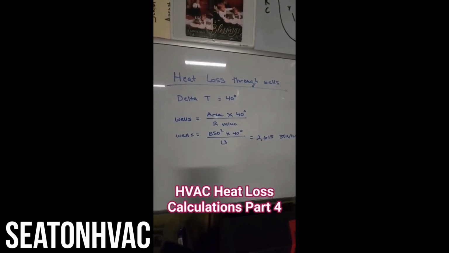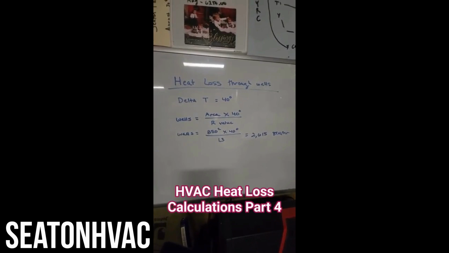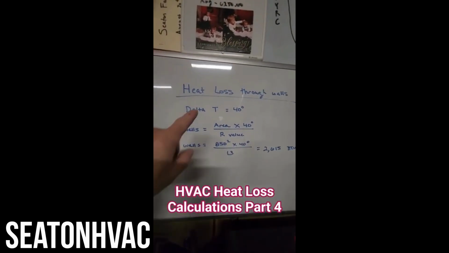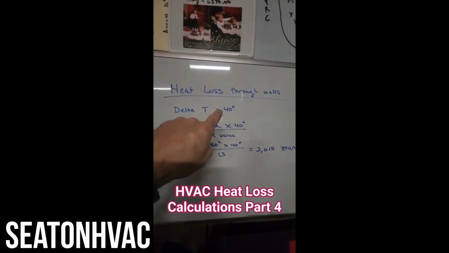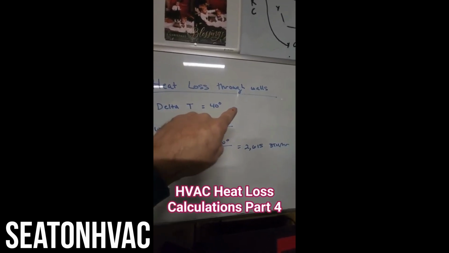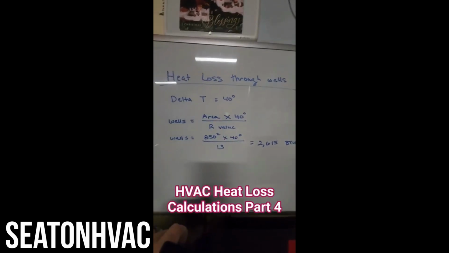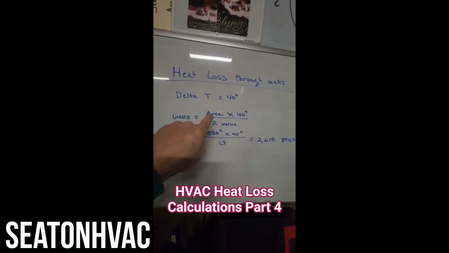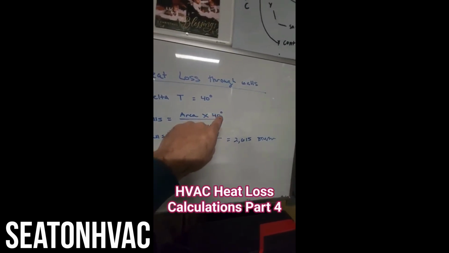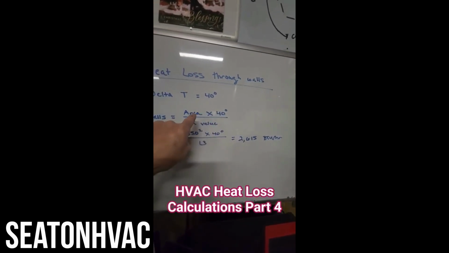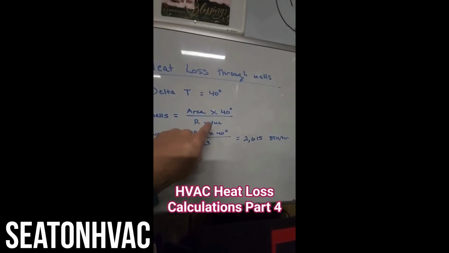All right, so here's an example of heat loss through walls. We're going to assume we want to keep it 70 inside the house, and in the wintertime the average outdoor temperature is 30. So that delta T would be 40 degrees. So walls equals your area times that 40 degrees, and then your R value.